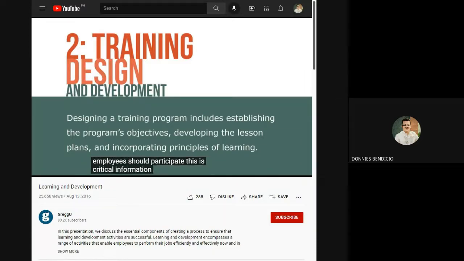This is critical information, but training must also be effectively designed to have value. A clear understanding of the goals of the programming at the beginning of the designing process helps ensure the training program meets its results and is oriented towards supporting an organization's mission.